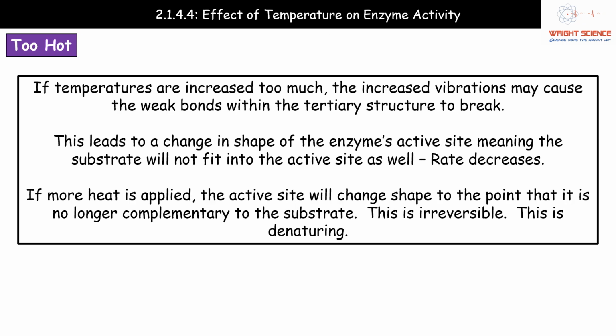What we now need to understand is what happens if we increase the temperature too much for these enzymes. If we increase the temperature, we're transferring a greater amount of energy to the molecule, and the more energy they've got, the greater the vibrations within it. Those vibrations can be really bad news, because through those increased vibrations the weak bonds within the tertiary structure of our protein can end up breaking. If we break some of those bonds in the tertiary structure, then the 3D shape is going to start to change. And the most important site of the change of shape is the active site.